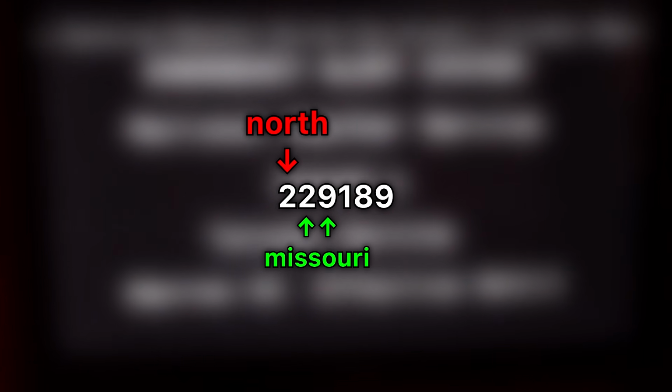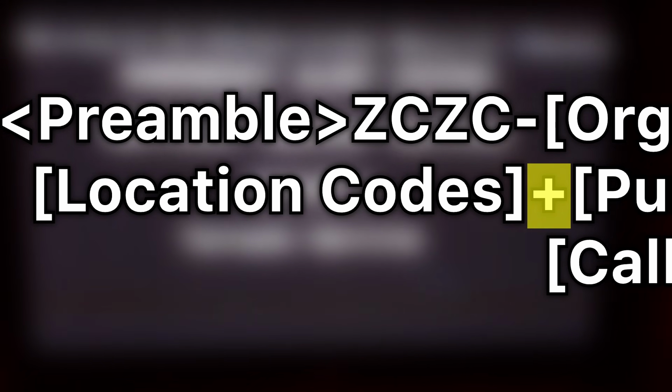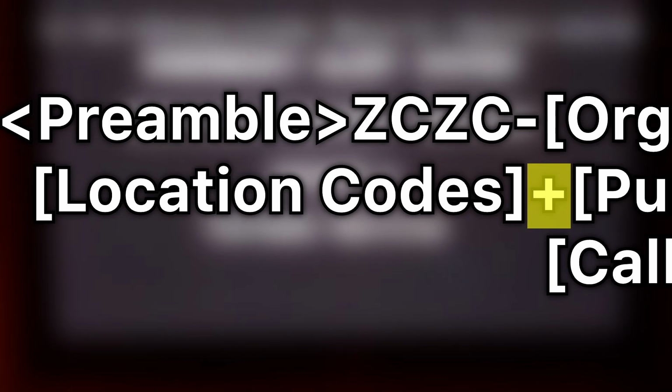Louis County, Missouri, just thinking off the top of my head here, you would make the location code 229189. 2 meaning north, 29 meaning Missouri, and 189 meaning St. Louis County. You can have up to 31 location codes per message, and if you want to warn for an entire state, for example, you can leave the county code as 000. You also have to end this with a plus, since dashes are used for separating the location codes themselves.